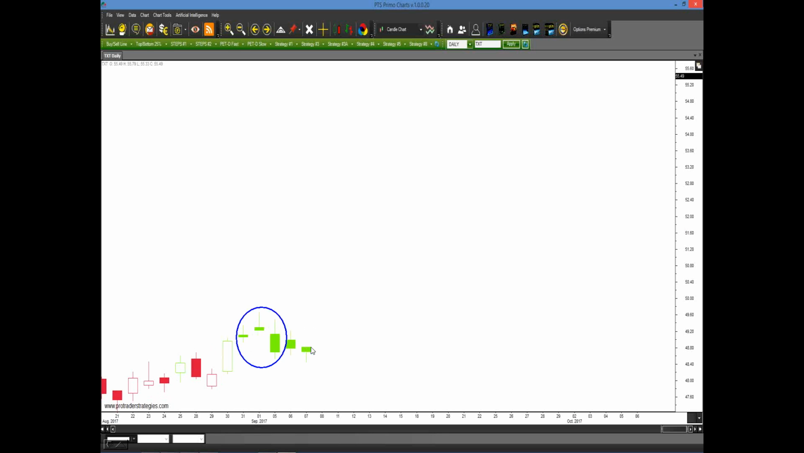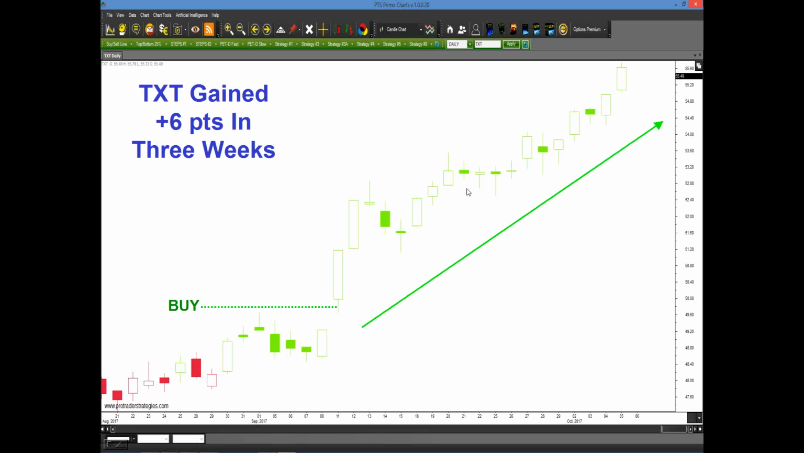The remaining bars are still green, so we want to go long if we trade above there. But the bars have to remain green as we go back up. And as you can see, they did. We would have entered and made 6 points in 3 weeks.